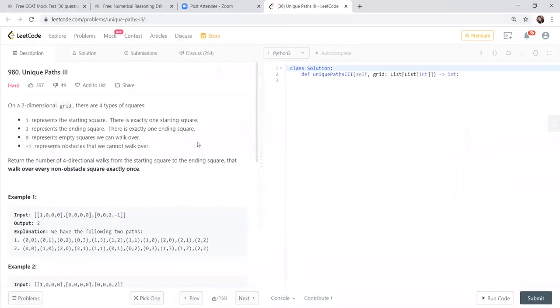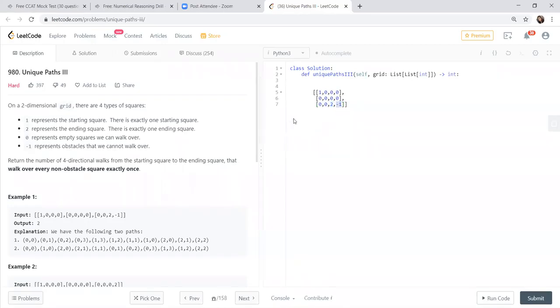Okay, so this is from HackerRank, and here what we have to do. It's a two-dimensional grid, in which there are four types of squares. One representing the starting square. So let's take an example of this. Here it is saying one is the starting point, two is the ending point, and 0 represents the empty squares, and -1 represents the obstacle that we cannot walk over.